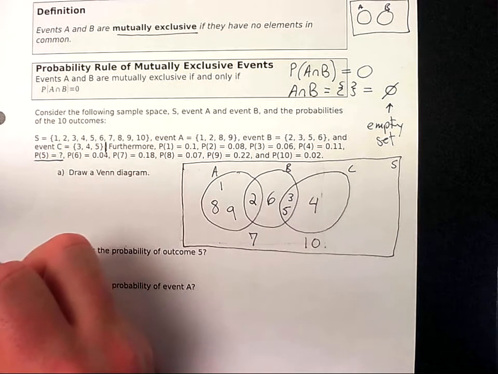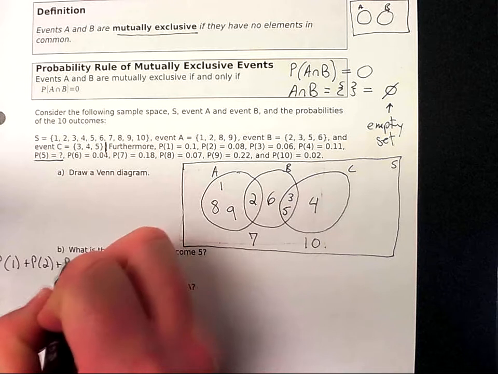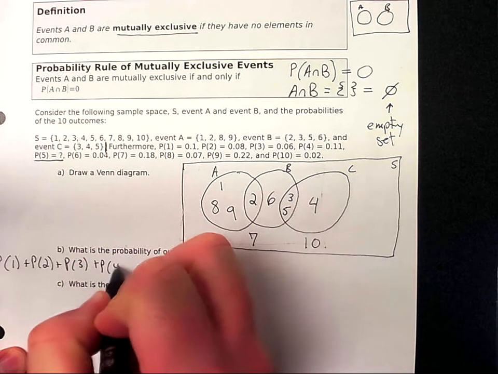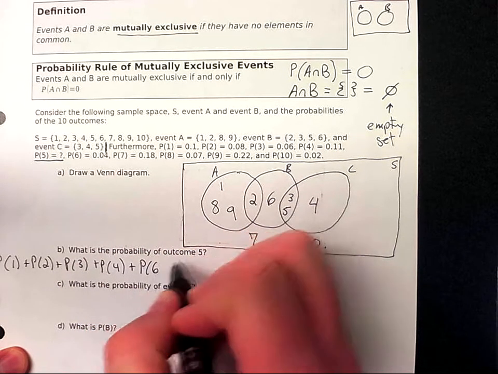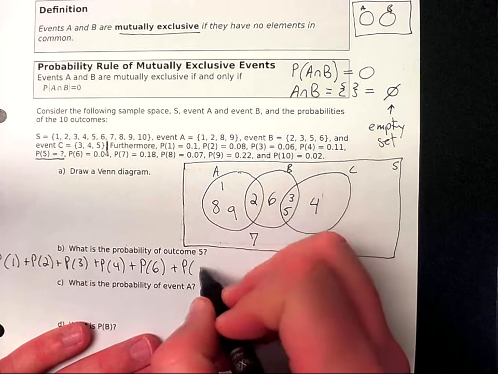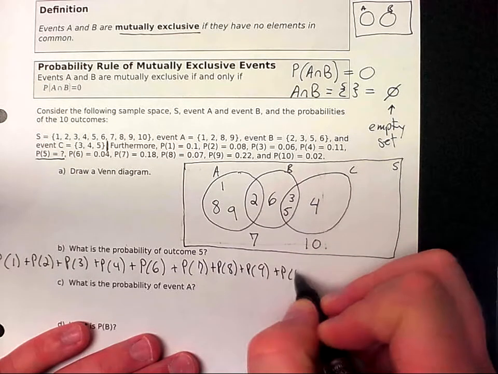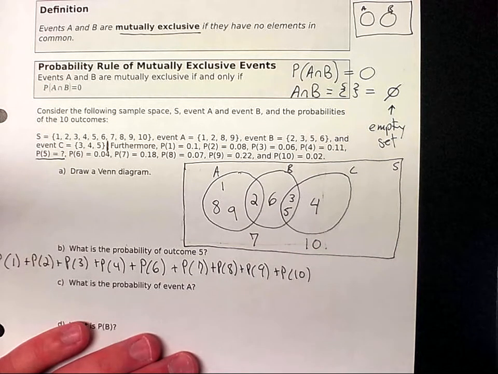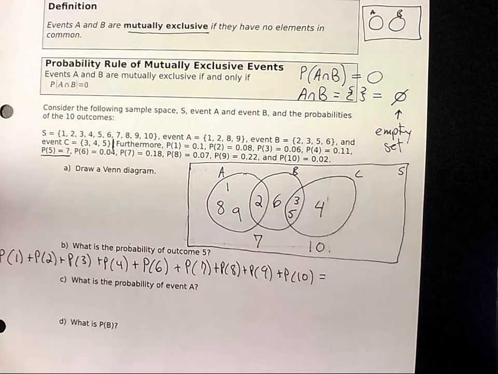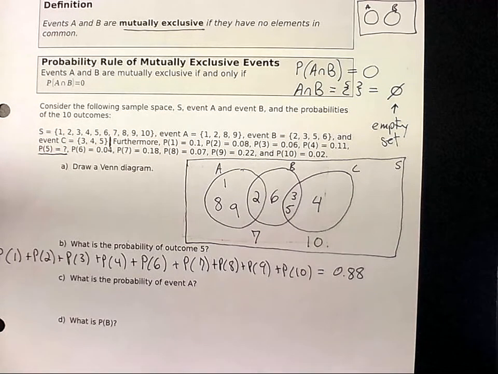So then, what I'm saying here is this. We have the probability of 1 plus the probability of 2 plus the probability of 3 plus the probability of 4 plus the probability of 6. I'm going to skip the probability of 5 because that's what we're trying to figure out. Plus the probability of 7, plus the probability of 8, plus the probability of 9, plus the probability of 10. All right, I'm trying to be really, really explicit about it. If you add up all of those, what do you get? 0.88, which is the same thing as 88%.